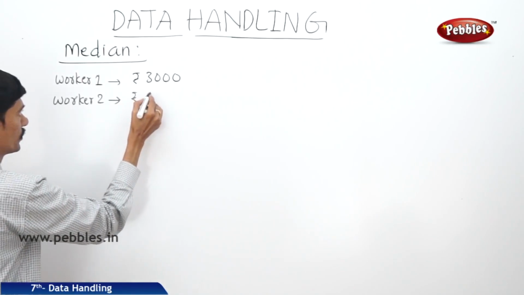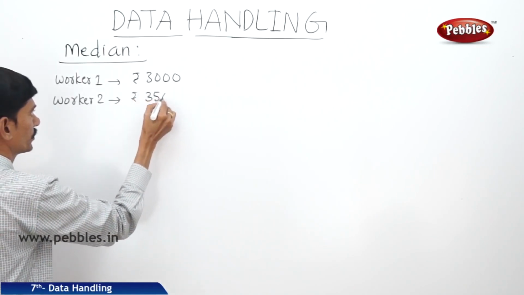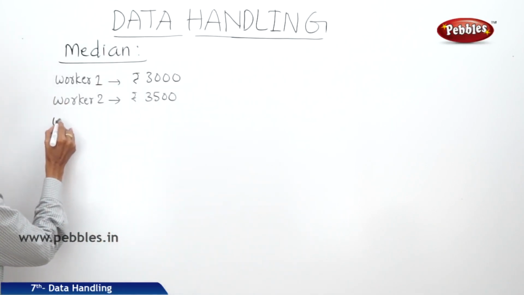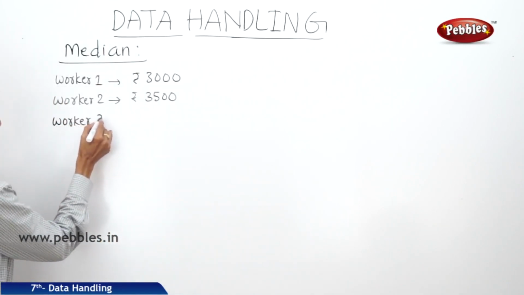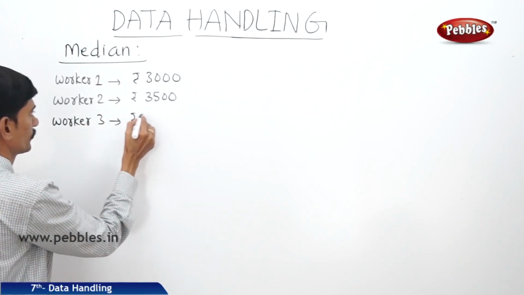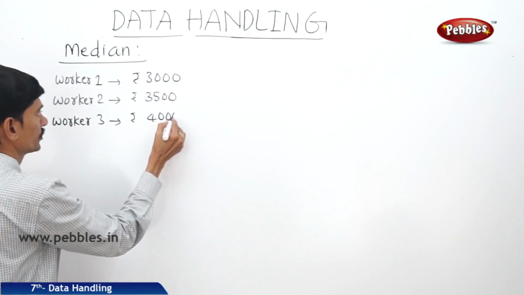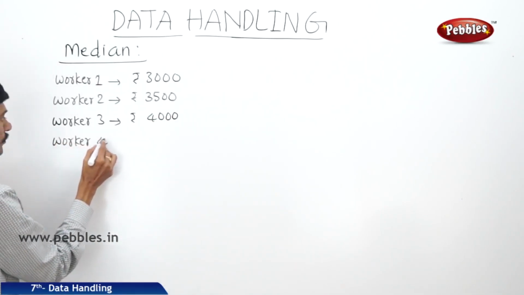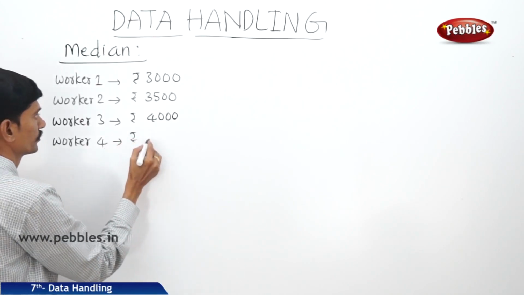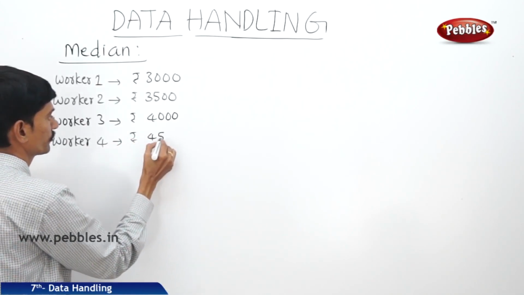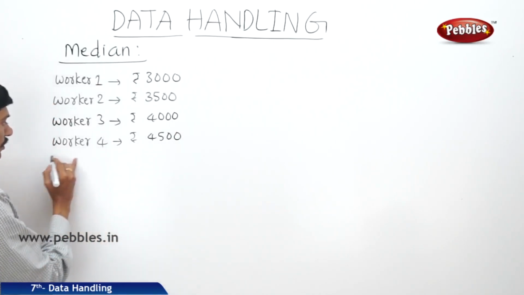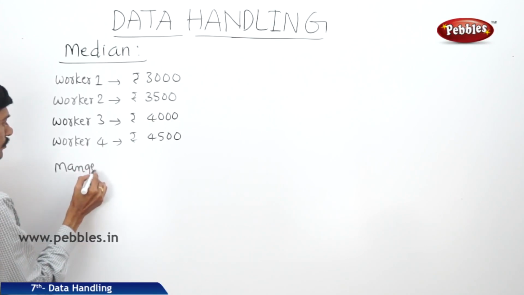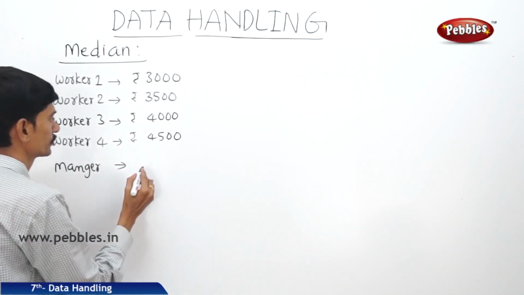is 3500. Now the salary of worker 3 is 4,000, and the salary of worker 4 is 4,500, and the salary of the manager is 12,000.